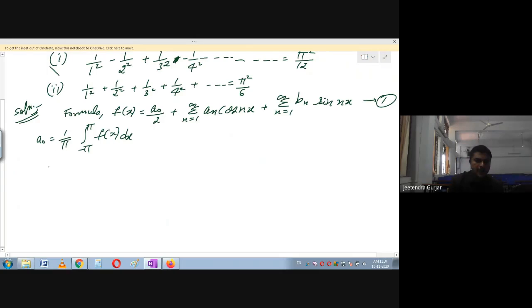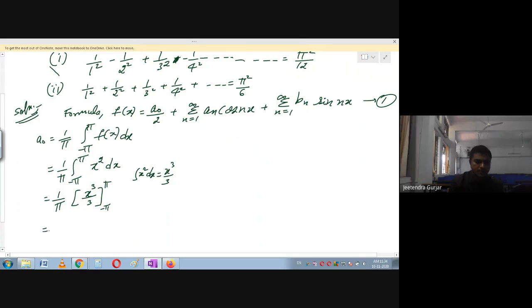Okay, now I'll just simplify this. First we'll simplify a naught, students. Substitute the values: 1 upon pi, c is pi, therefore I substitute pi. Integration is from minus pi to pi, they have given directly the interval. Now substitute f of x as x square and dx remains as it is. This is equal to 1 upon pi. Integration of x square is x cube upon 3, students. Please remember the integration formula: integration of x square dx is equal to x cube upon 3, over the interval minus pi to pi.